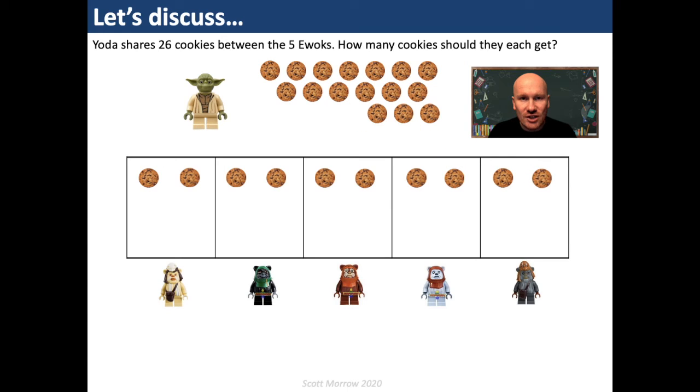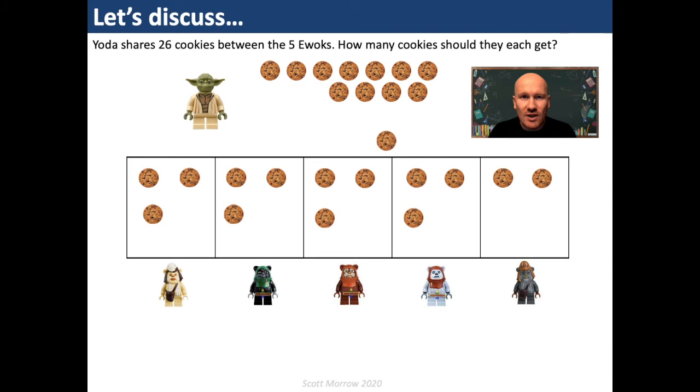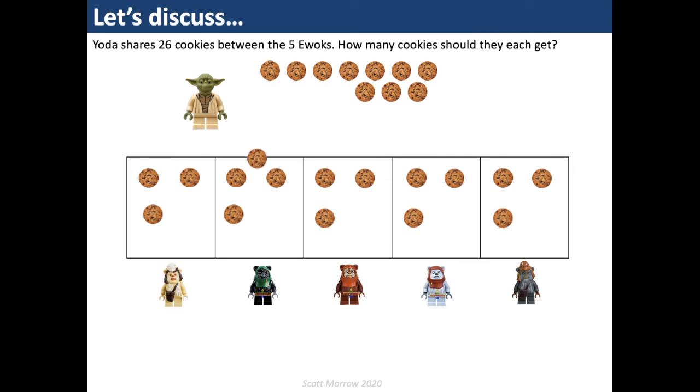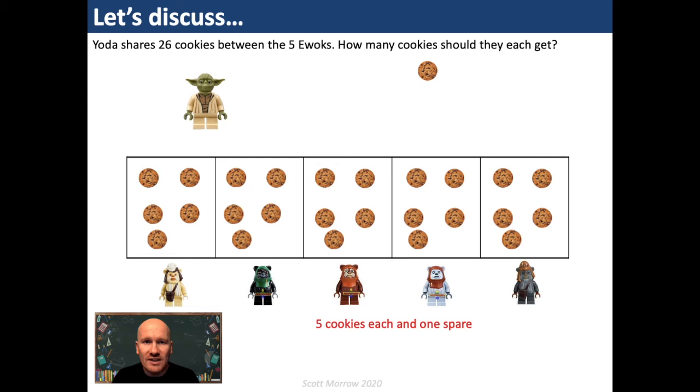That's now 10 shared out so far, and we've got 16 left. We've now got 3 each. That's 15 shared out so far, and we've got 11 left. That's 20 shared out so far. We've got 4 cookies each, and there are 6 left. So we've got enough to give them 1 more cookie each. And we're left with that 1 cookie. So we could say there's enough to give the Ewoks 5 cookies each with 1 spare.